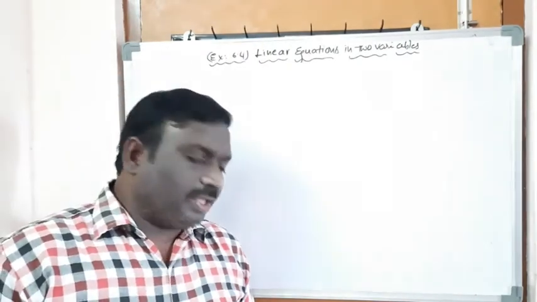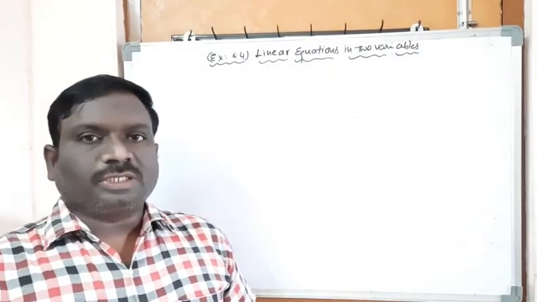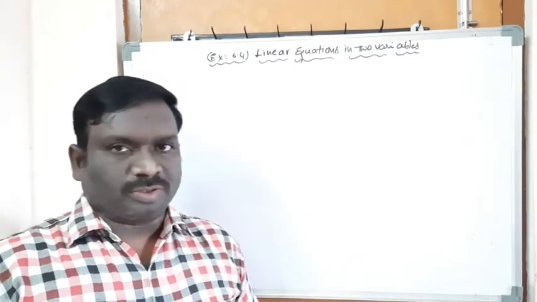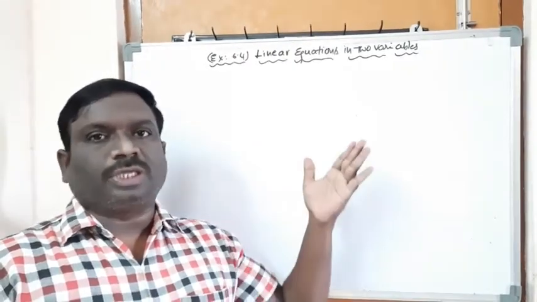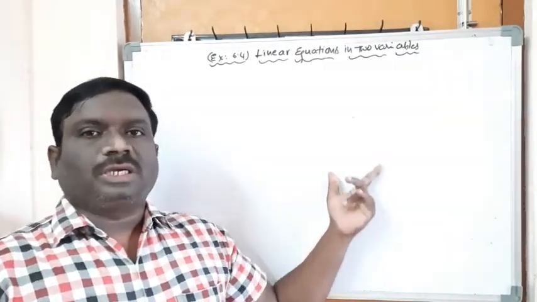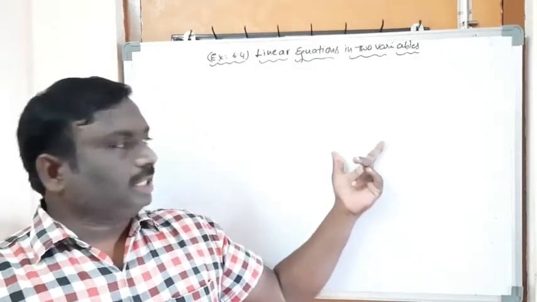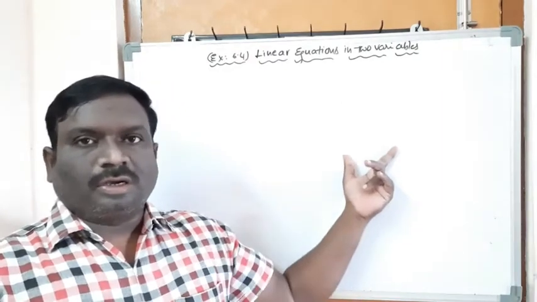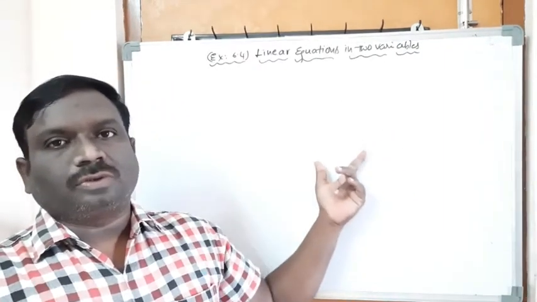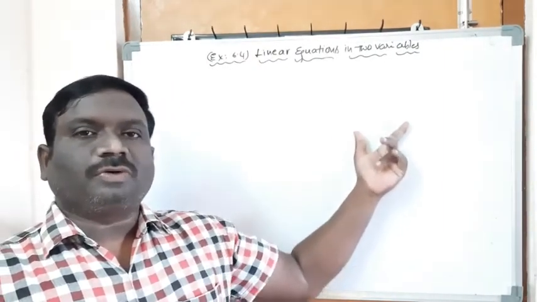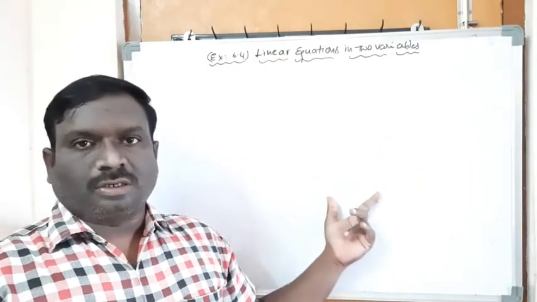Okay, what is the fourth exercise? The fourth exercise contains completely word problems. Based on the word problems, we have to draw the graph. Based on that graph, we have to analyze the questions. So different questions are there based on this graph. Using that graph, we have to decide the value, means we have to decide the solution of the question.